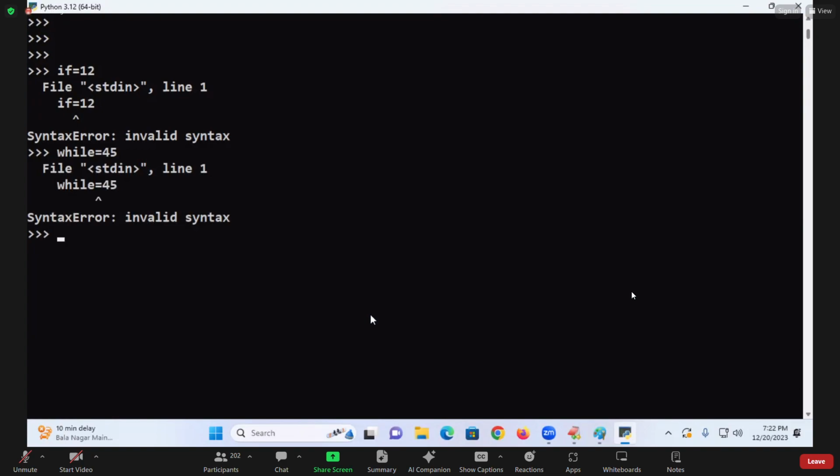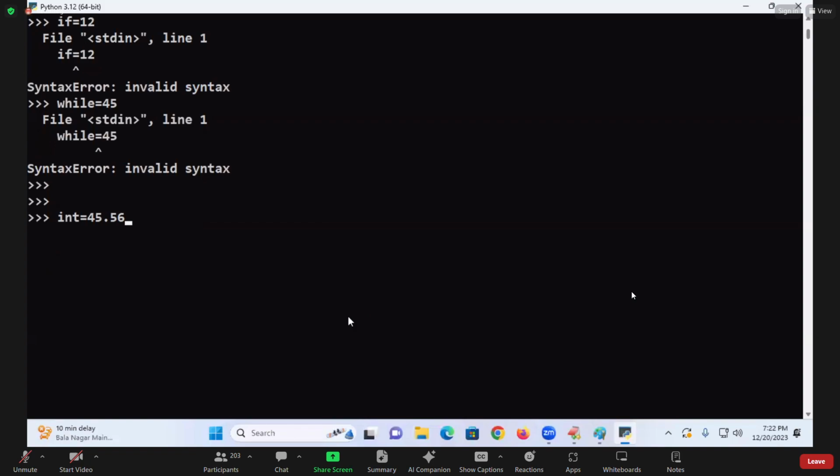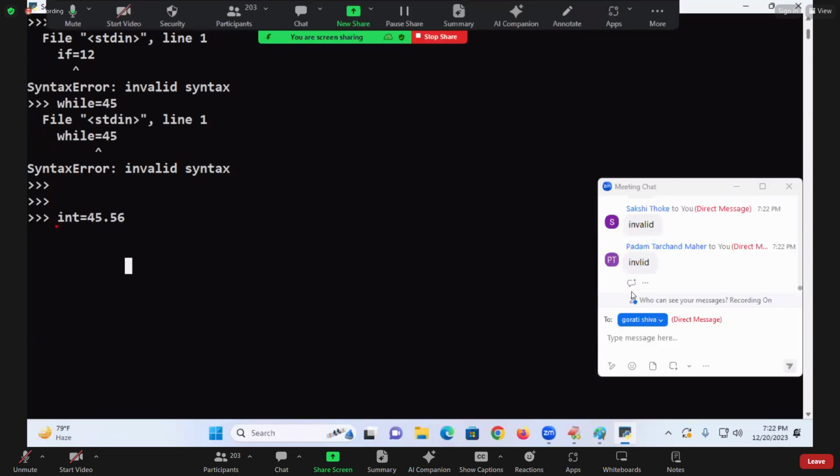Good. Now my question is int = 45.67. Valid or invalid? Come on. Invalid or valid? Your answer is invalid because most of the people say int is a keyword. That is a blunder. Int is not a keyword in Python.